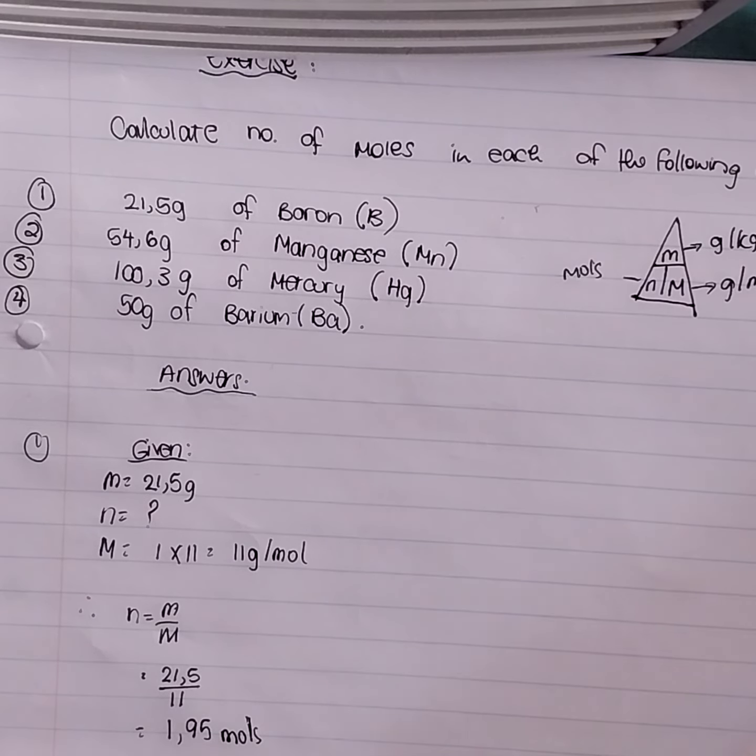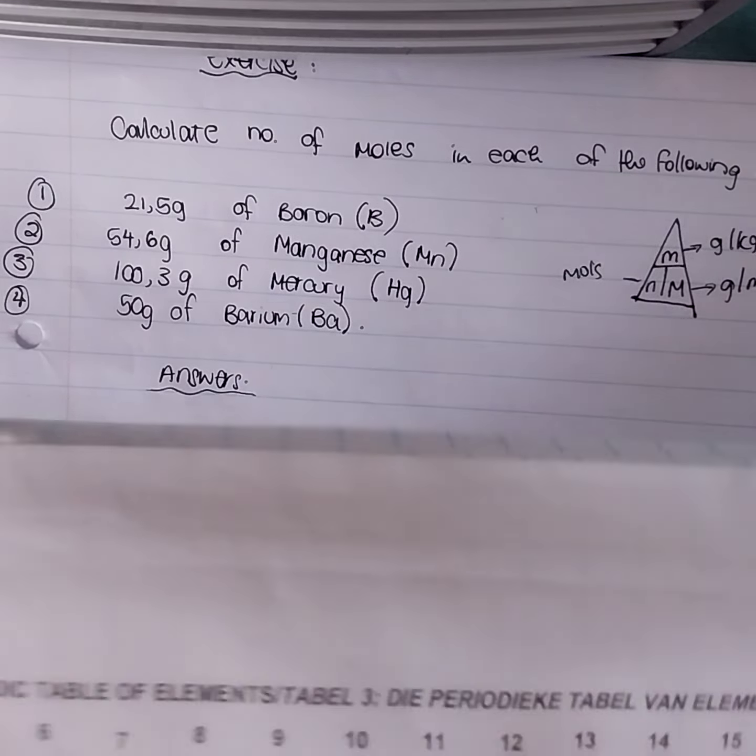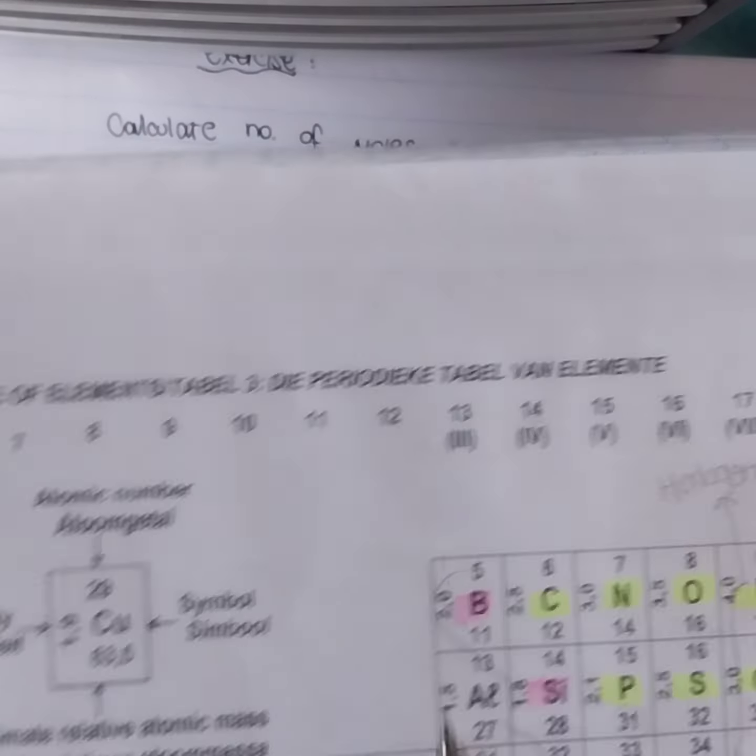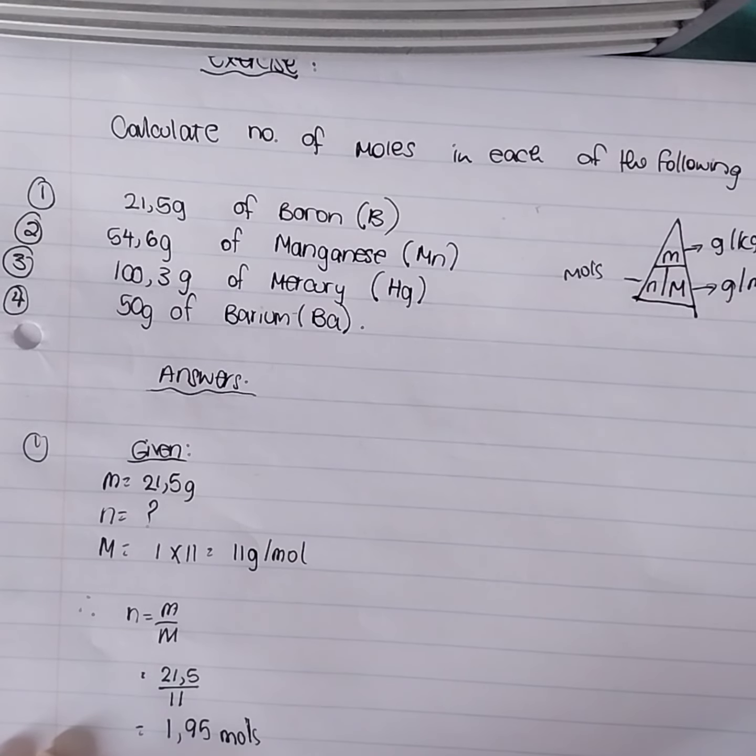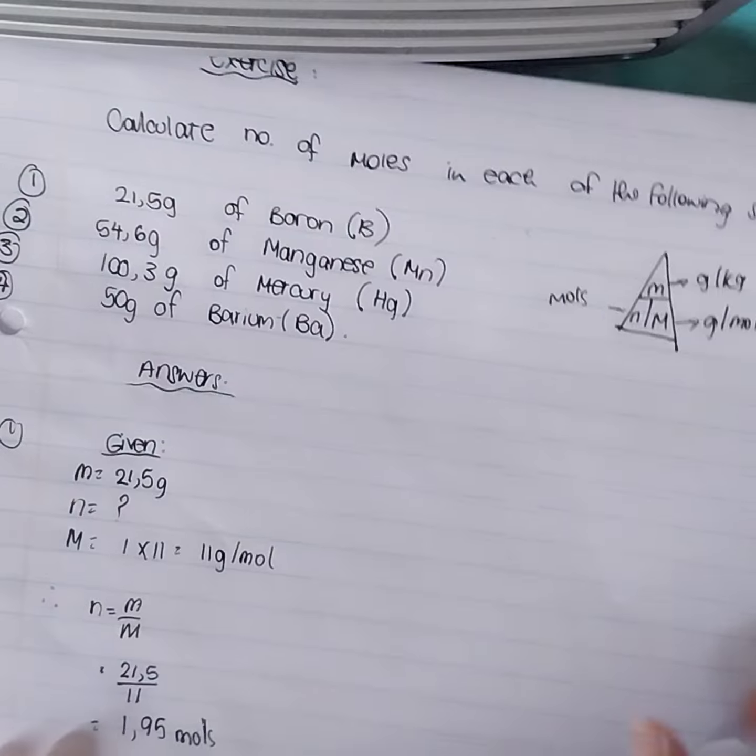Now, guys, I'm sure you're wondering, Miss, why is it 11 here? Because, remember, your atomic mass, right? The atomic mass of boron is 11. But this is where it gets tricky. If they say 21.5 grams of boron like this, right?